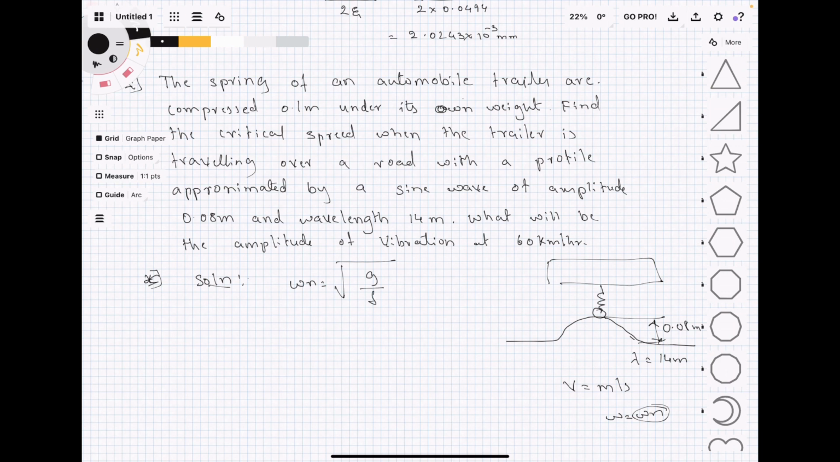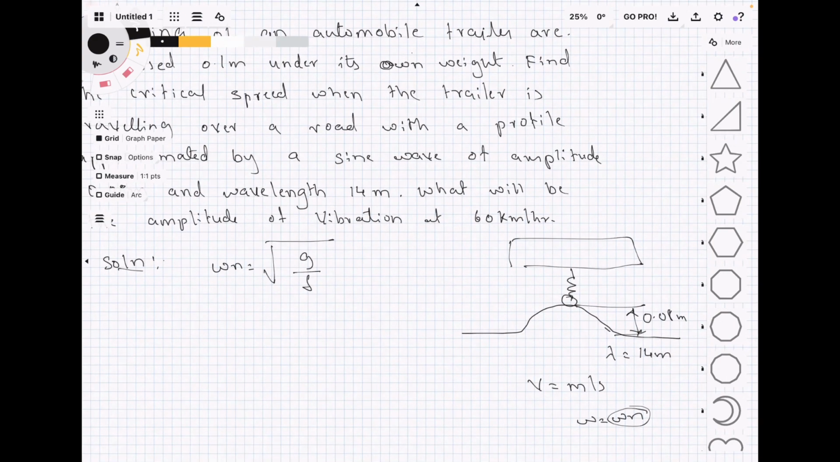This is the formula you need to remember. When there is no mass given and the body is being compressed some distance by its own weight, then we'll be using g by delta as the formula, as we have discussed in the earlier cases. So g will be 9.81 divided by delta, which is 0.1, that is the deflection. So omega n will be equal to 9.9 radians per second.